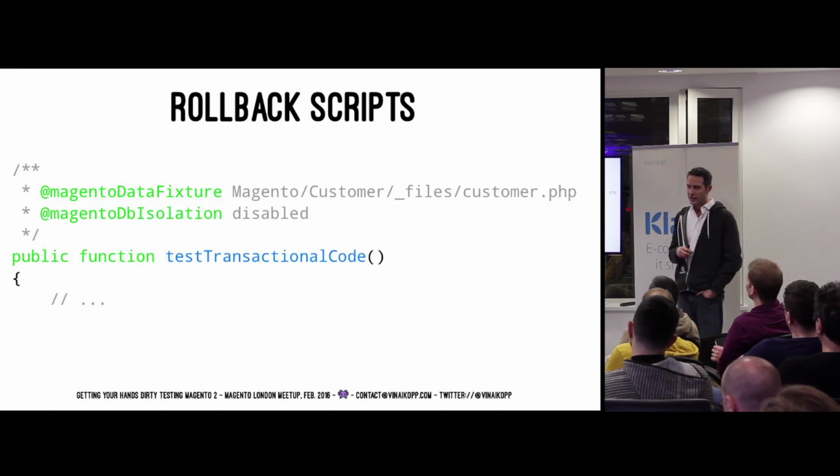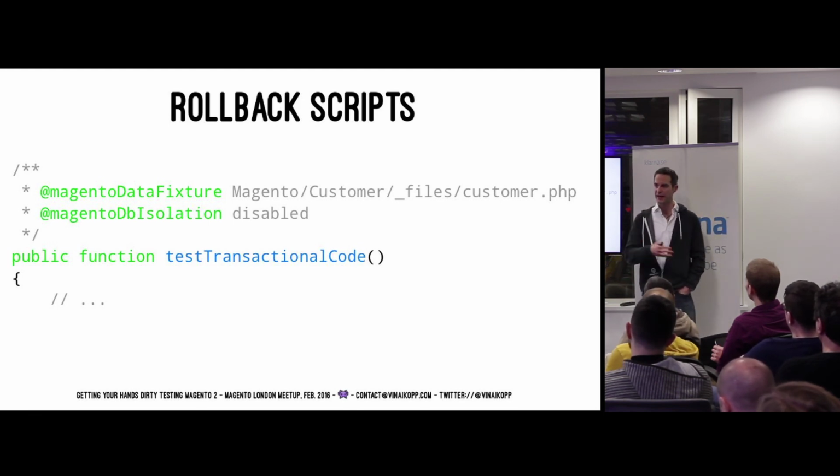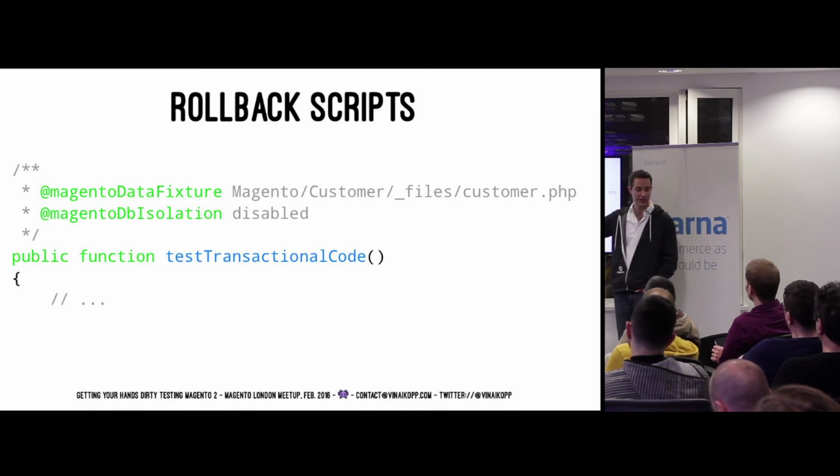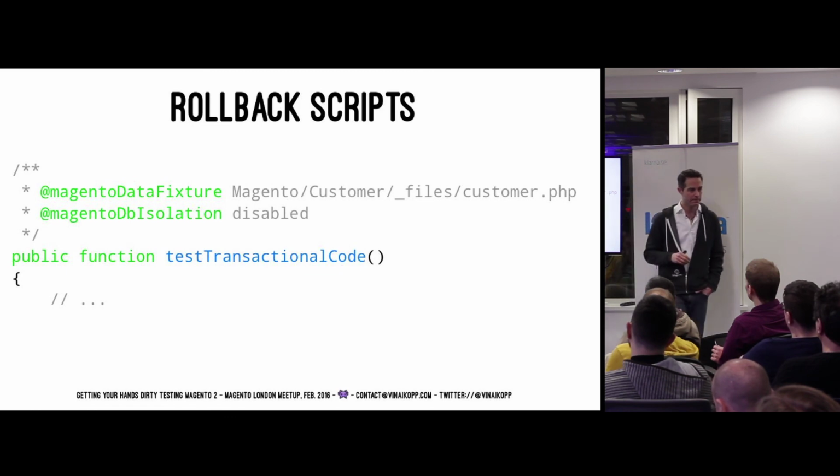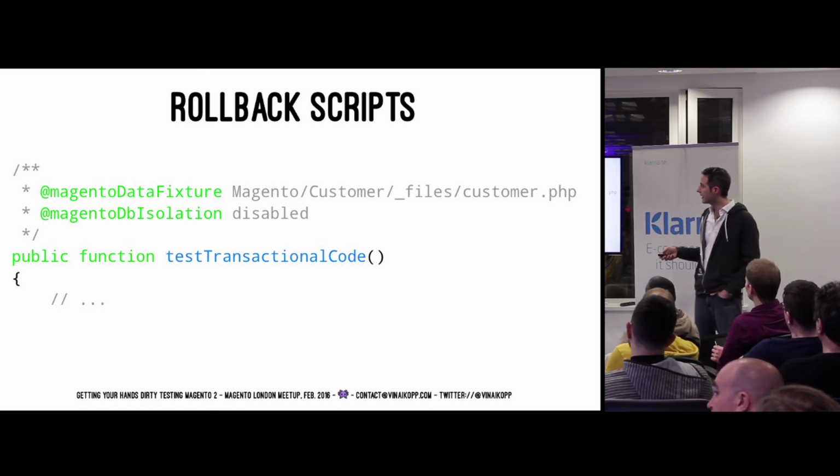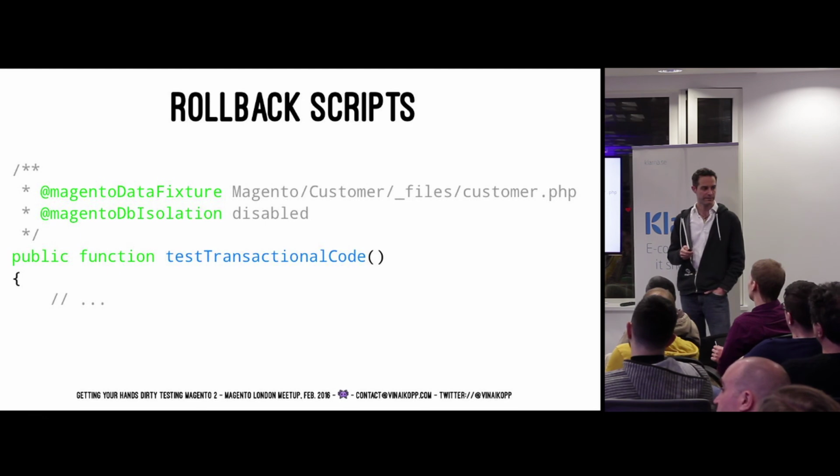However, if my test involves some kind of testing that transaction actually works, right? Maybe I want to test an error condition that it successfully rolls back a transaction. Then I can't really use test isolation with a transaction. So for that case, I can specify Magento DB isolation disabled with a fixture. And in that case, it uses rollback scripts.